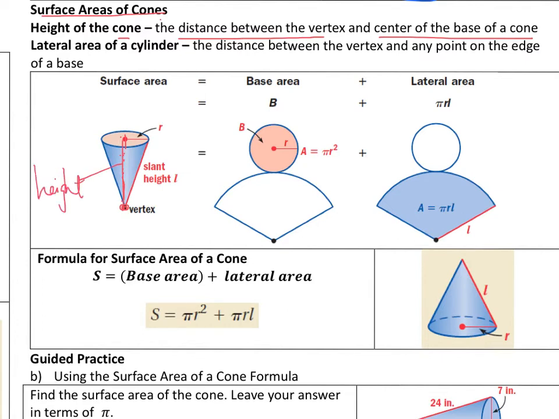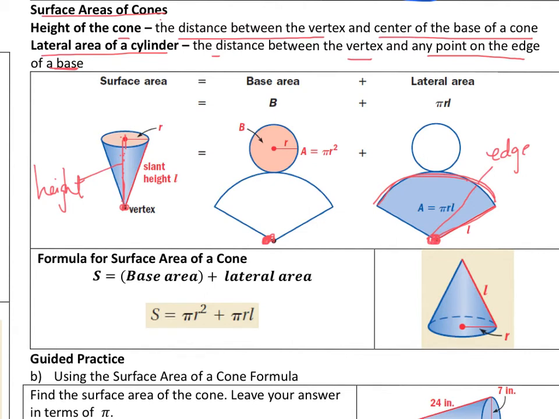The lateral area of a cone is just the distance between the vertex and any point on the edge of the base. So from here, let's use this one, vertex to any point on the edge of the base. So this edge of the base is made up of many points. This is called the edge.